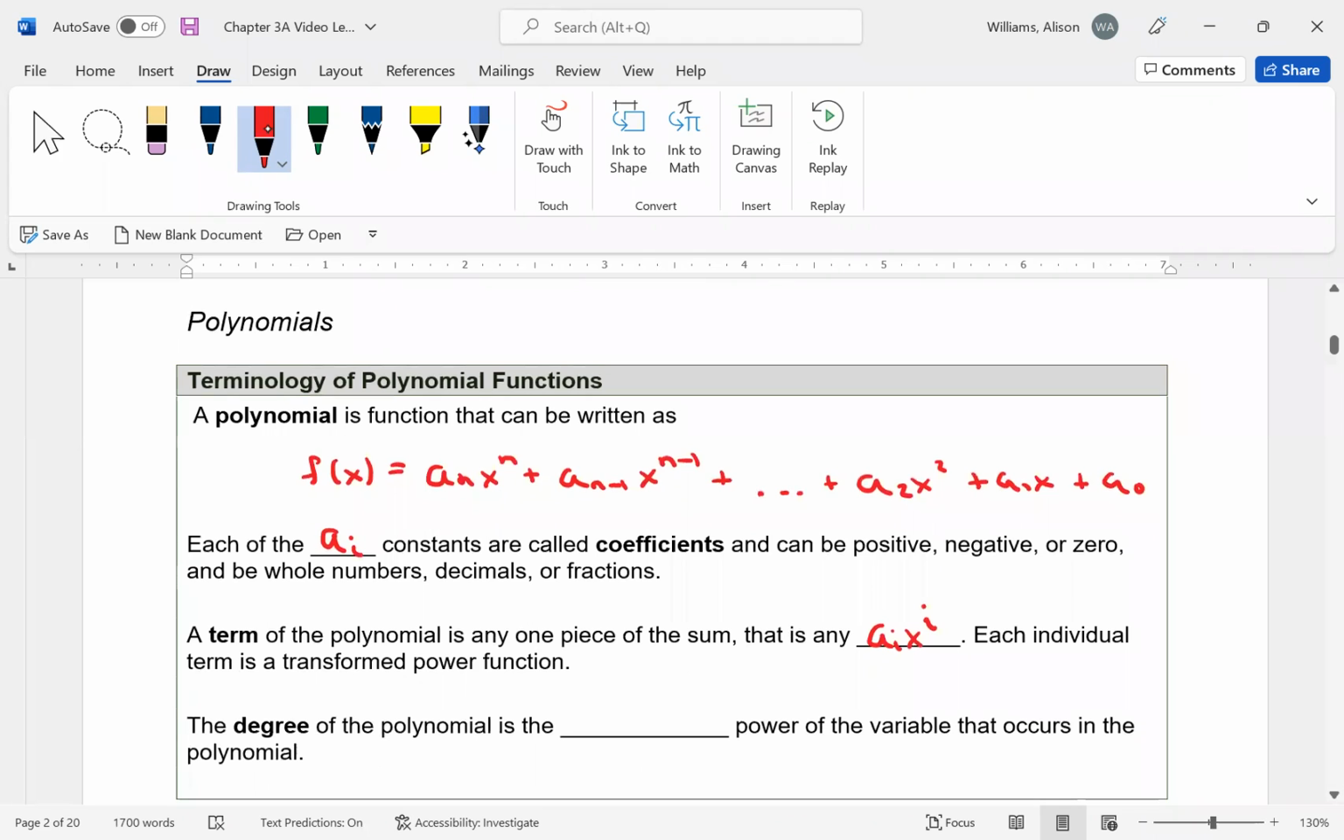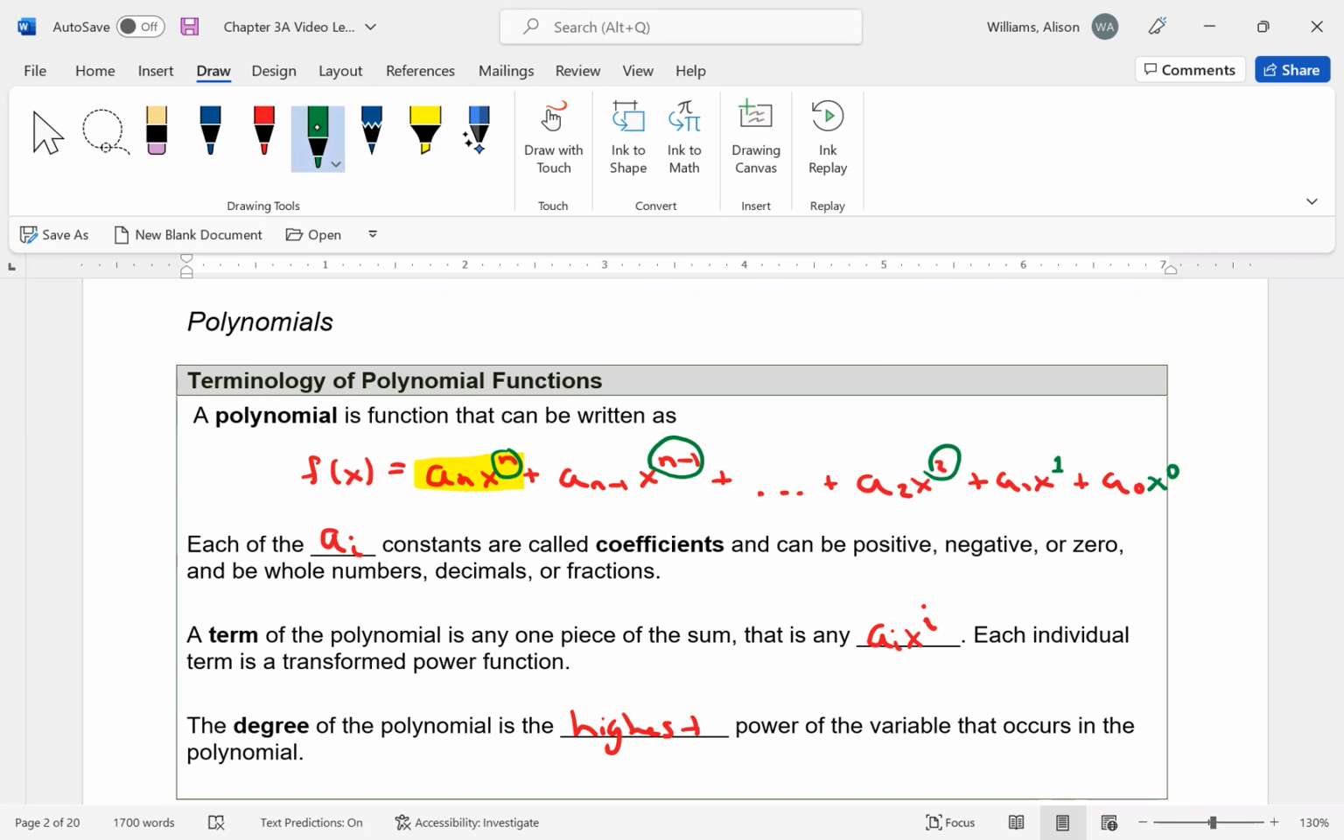The degree of the polynomial is the highest power of the variable that occurs in the polynomial. So whichever number is the highest, that's the degree of the entire polynomial. Typically, we write polynomials so that the leading term, the first term here, has the highest power. That's why it starts with n, and then it goes to n minus 1, which is 1 less than n. Then it keeps decreasing until we get to 2, 1, and then technically 0 right there.